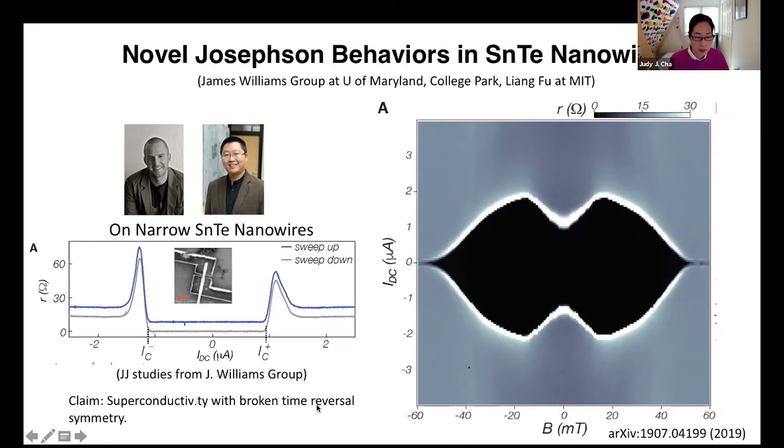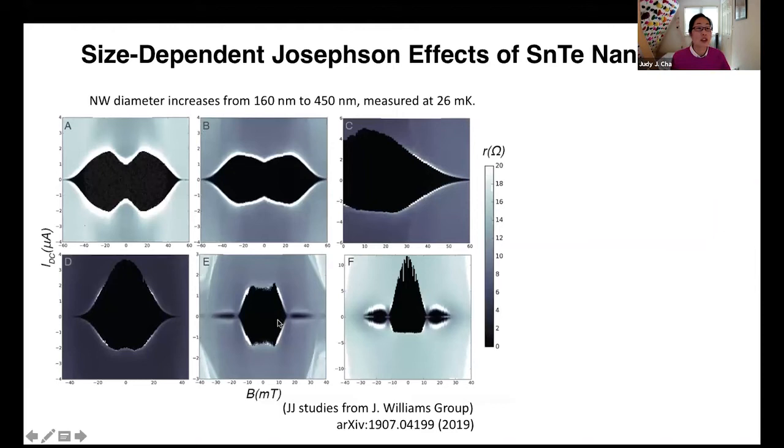So please, if you're shocked by that statement, please go take a read at this manuscript. As a materials scientist, and especially as somebody who makes these nanowires, what I found most interesting is the fact that the magnetic diffraction pattern that Jimmy measured was sensitive to the diameter of the tin telluride nanowire. So A is 160 nanometers and F is 450 nanometers, gradually increasing.